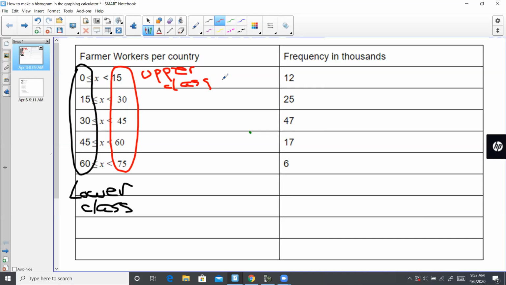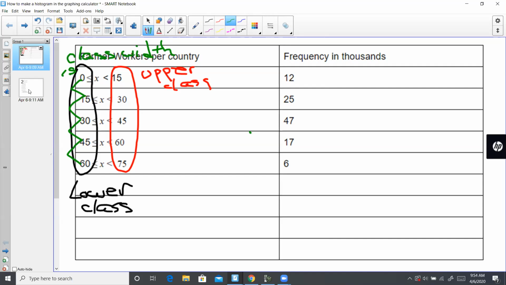The other thing we need to talk about, and I'm going to pick a different color, is what's called class width. Class width is this right through here. It's going from 0 to 15, 15 to 30, 30 to 45, 45 to 60. So class width right here, class width. And our class width is 15.